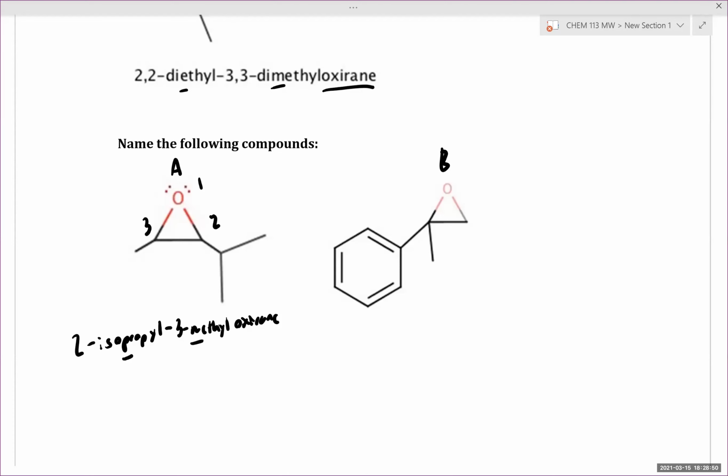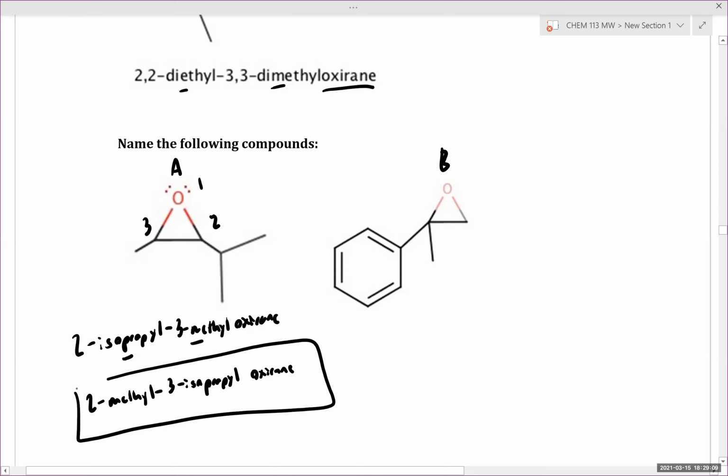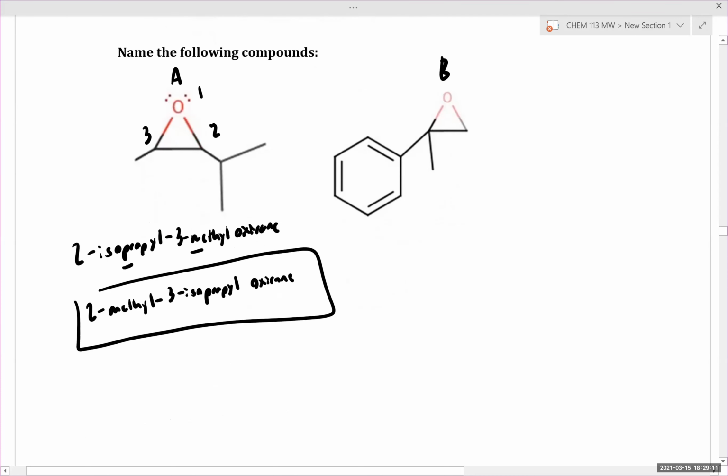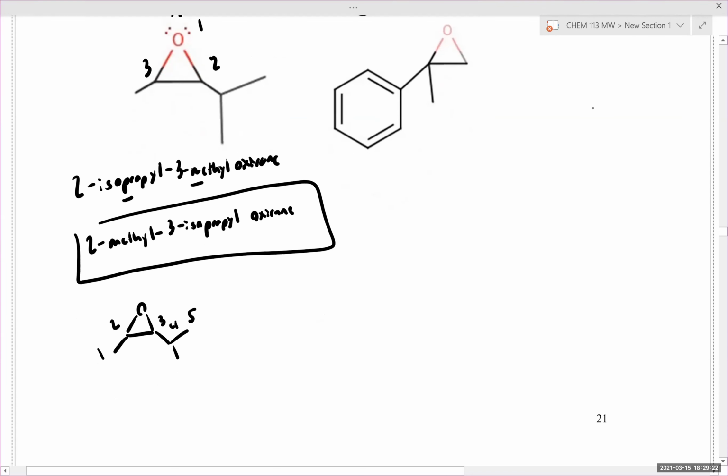So then it would be 2-methyl-3-isopropyl-oxirane. Yes, exactly right. Yep. Would another name be 2,3-epoxy? Oh wait, no, the epoxy comes last. So 4-methyl-2,3-epoxypentane. Yes, exactly right.